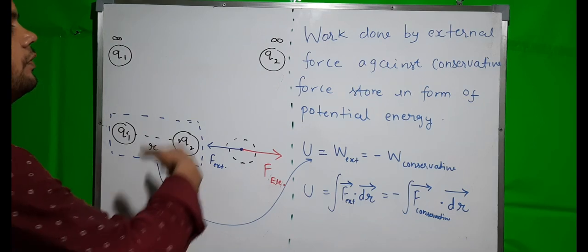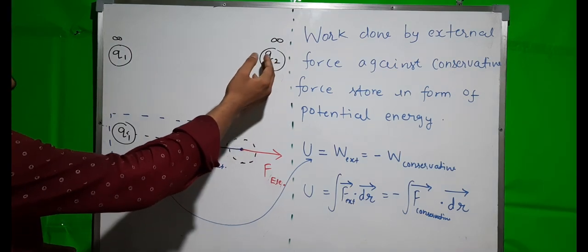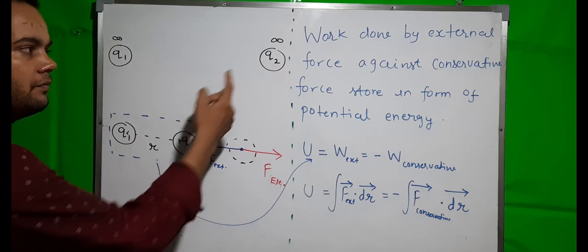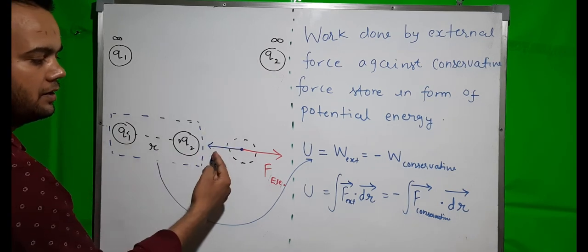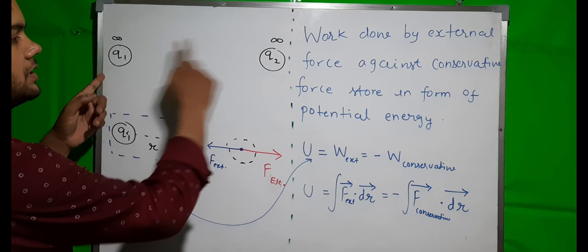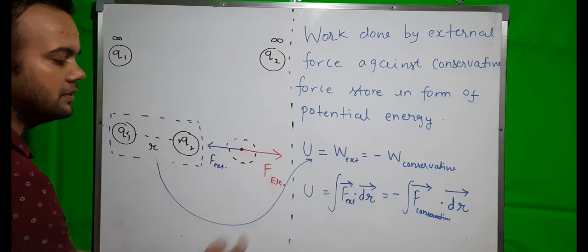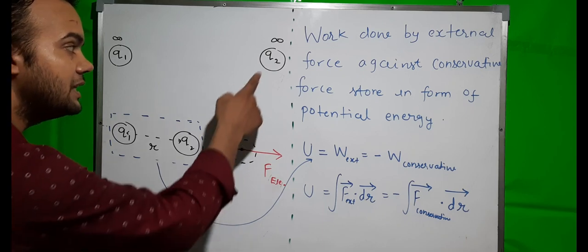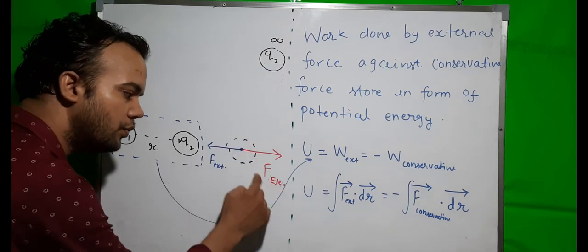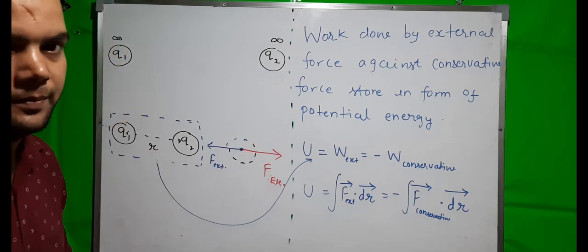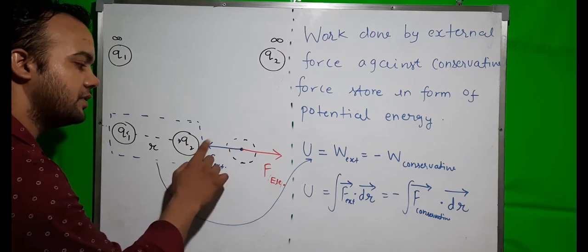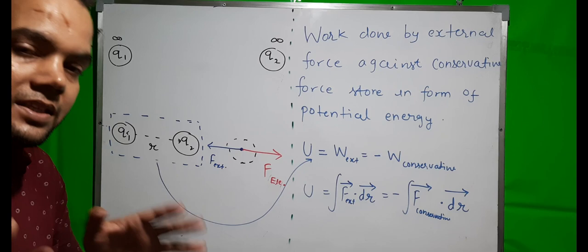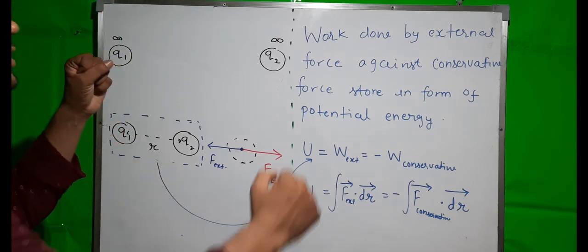I bring one of the charges near to this charge into this position. When I was bringing this charge, both have a positive charge, so repulsion was acting on it. This is the electrostatic force as well as a conservative force. To bring this charge, I need to do work against this conservative force. So I applied an externally applied force, opposite to that conservative force. Here again, I need to do work.